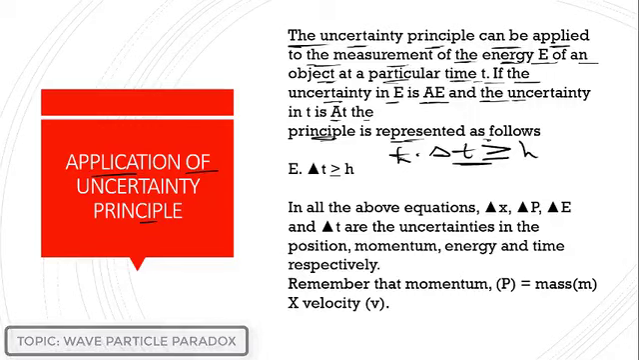So in all the above equations, you note that change in x, change in momentum, change in energy, and change in time are the uncertainties of position, momentum, energy, and time respectively. Also remember that momentum is p and mass is m, while position is x and velocity is v.